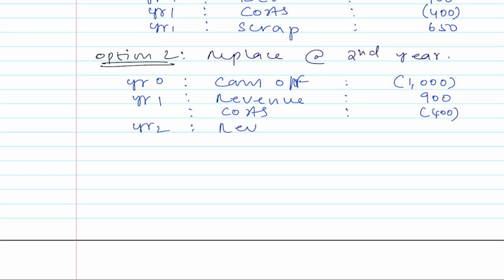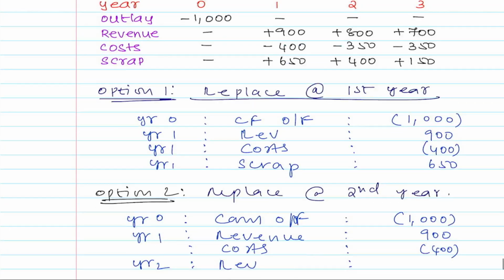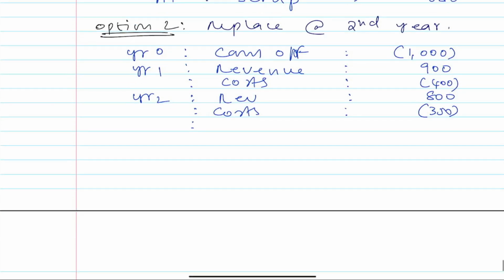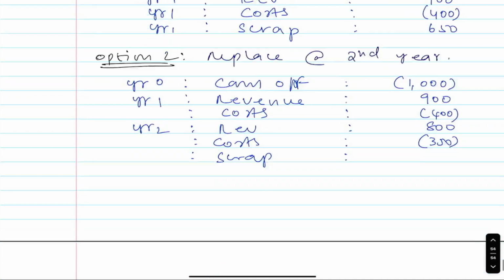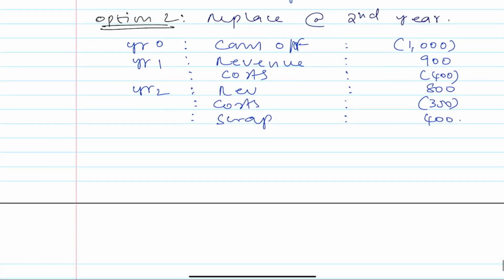Tell me. Year 2 again you are getting a revenue. How much is revenue? 800. Cost will be 350. Now scrap can be taken or not? So scrap value has become 400. These are all the cash flows if you replace the machine at the end of which year? Second year. Please also like this.